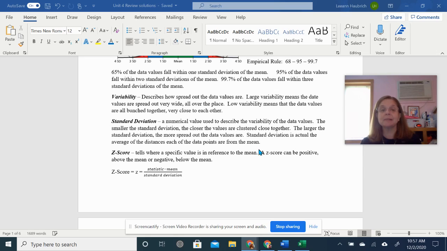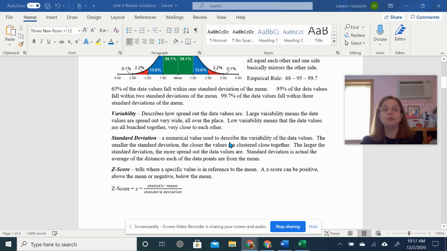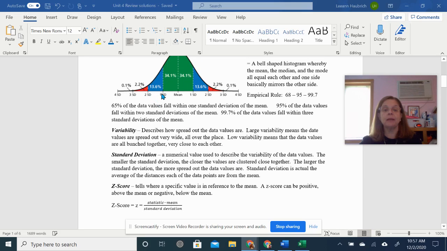If it is less than 2 standard deviations, so if it's anywhere from -2 to +2, let me go back to the picture, anywhere from -2 to +2, anything in the blue and the green is considered within normal range. Any values in the tails, the right tail or the left tail, they are considered unusual.